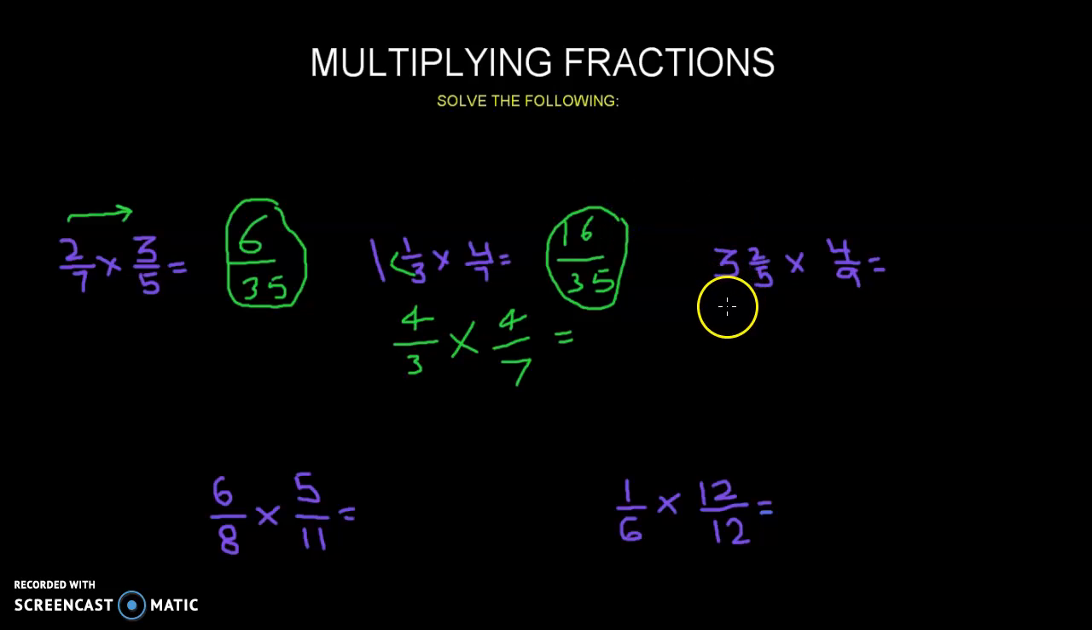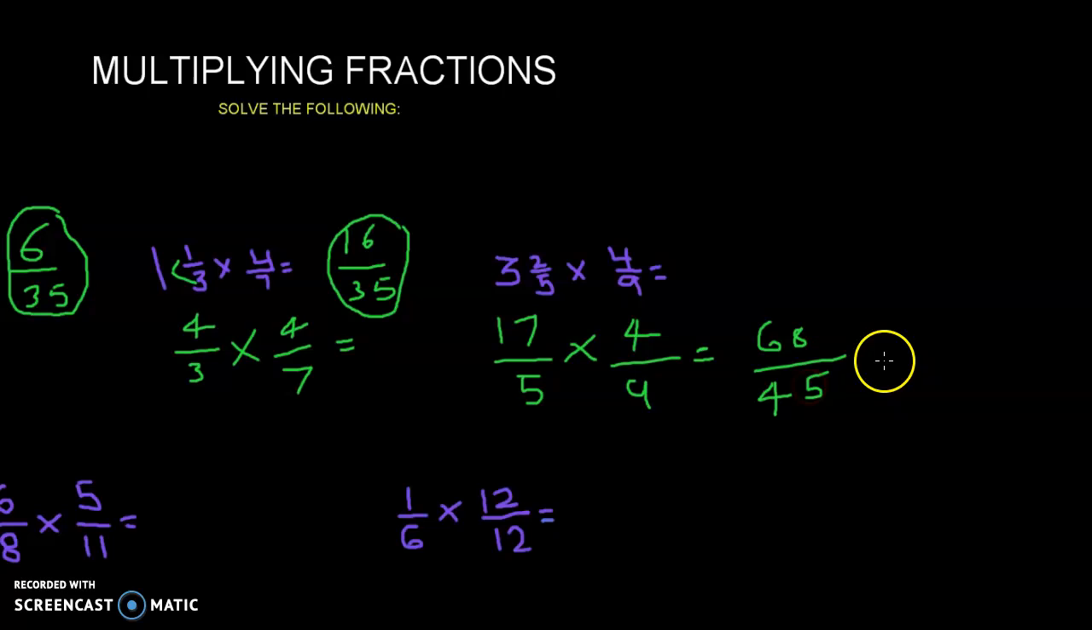Now let's do the same thing with this. So 5 times 3 is 15, plus 2 is 17 fifths. Yep, 17 fifths. And multiply that by 4 over 9. It's going to be equal to 17 times 4, which is 68, over 5 times 9, which is 45.